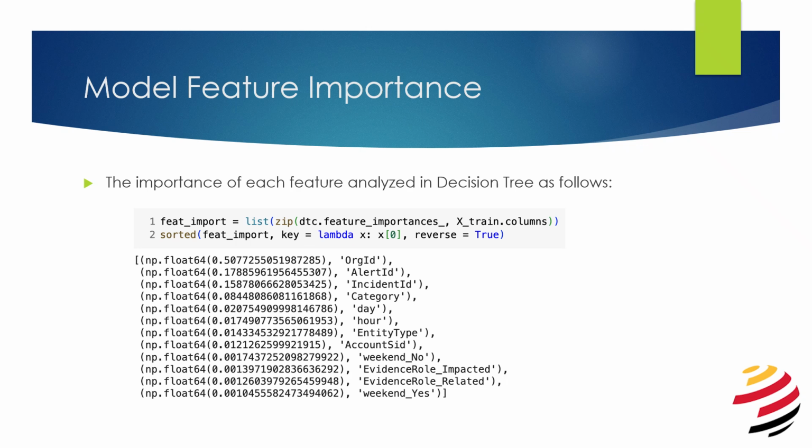A feature importance analysis was also conducted for the champion model. This step identifies which input features had the greatest influence on the model's classification decisions. The most important feature by far was org ID, contributing over 50% of the total decision-making weight.